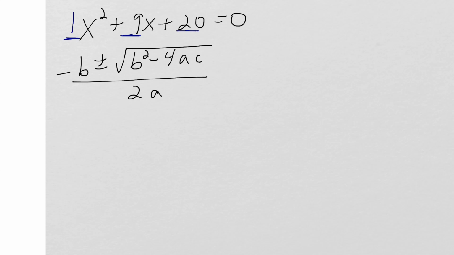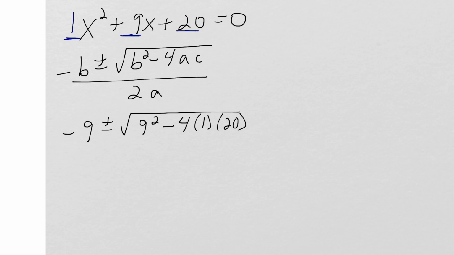So plugging all that in, we get the negative of b, which is negative 9, and then the plus or minus notation. Square root of b squared, that would be 9 squared, minus the value 4, always 4, times a, which in this case is 1, times c, which is 20, and all that is being divided by 2 times a, which is 2 times that 1. So that's all the values plugged in. Now, of course, we just need to clean this up.